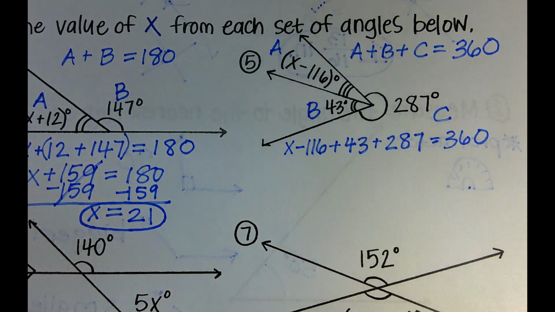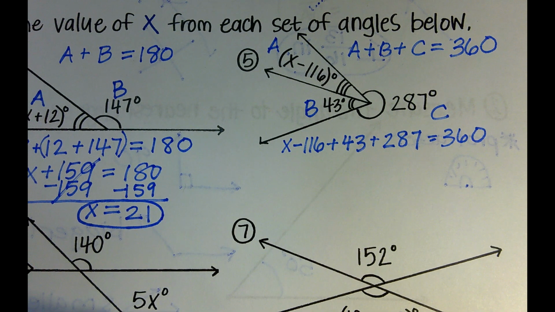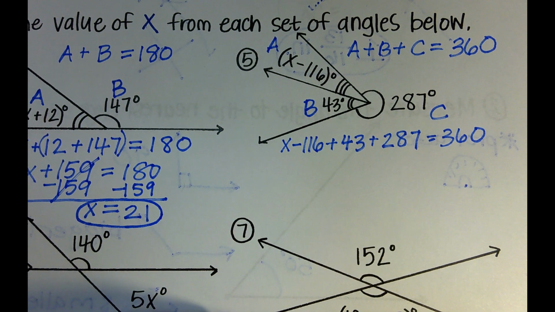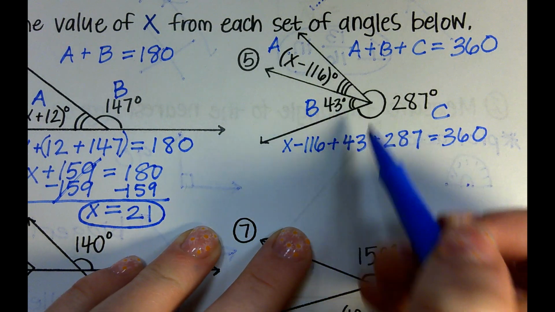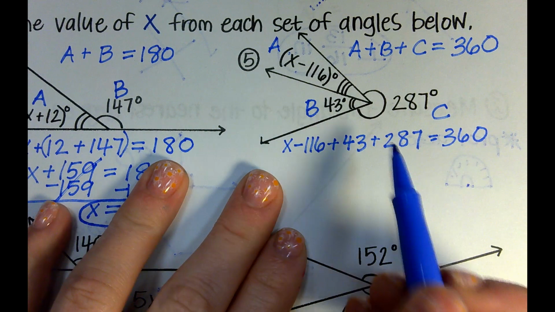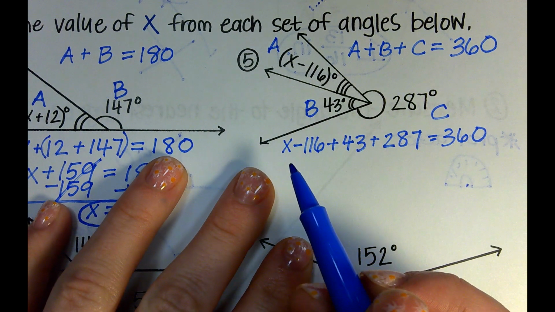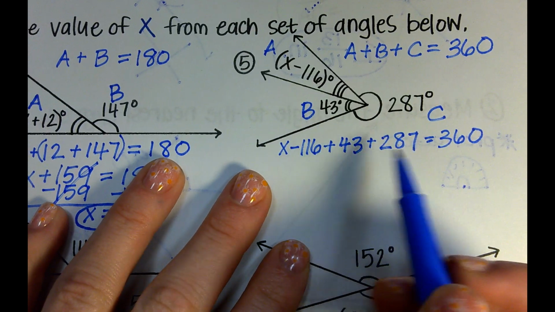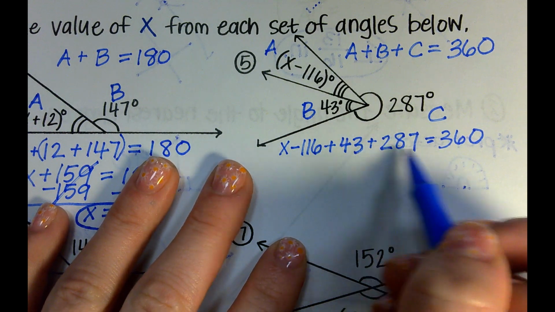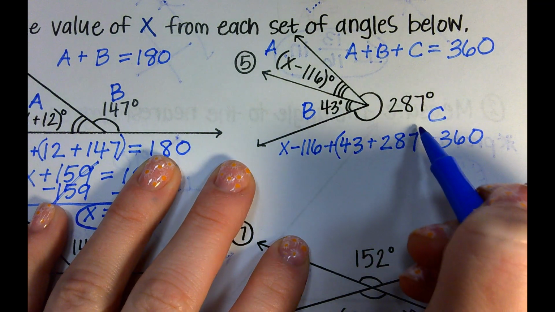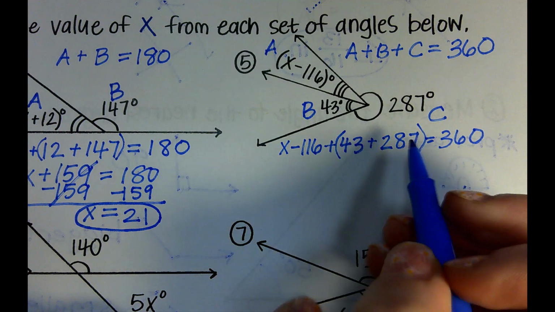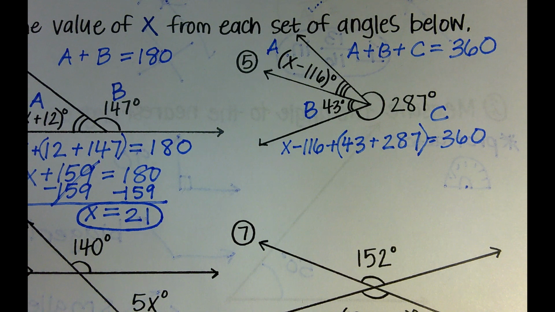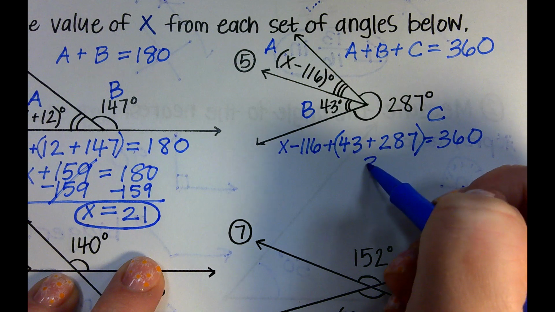All right. So what should we do here? Combine like terms. That's right. So let's do these one step at a time because it's really easy to mess it up when we have pluses and minuses here. So I'm going to do the addition first. 43 plus 287, how about that? What is 43 plus 287? 330. Yes, 330.